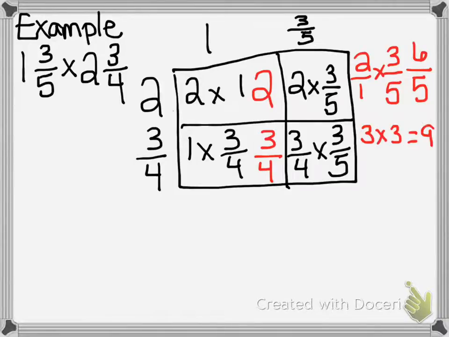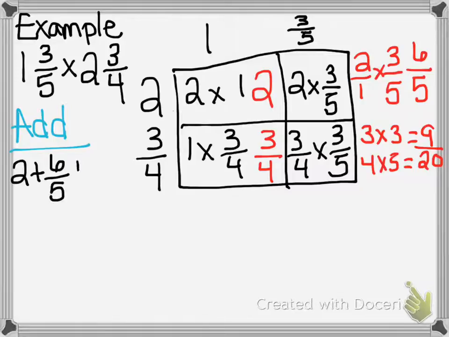2 times 1 is 2, 1 times 3/4 is 3/4, 2 times 3/5 equals 6/5. Remember, multiplying by a whole number, you put the whole number over 1. And then 3/4 times 3/5 is 9/20. The next step is to add all of your answers together. 2 plus 6/5 plus 3/4 plus 9/20.